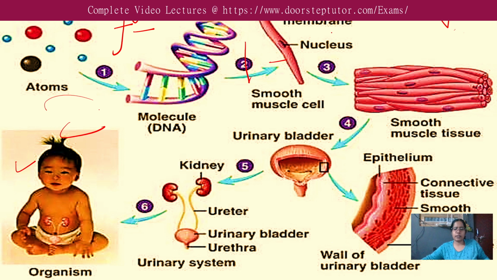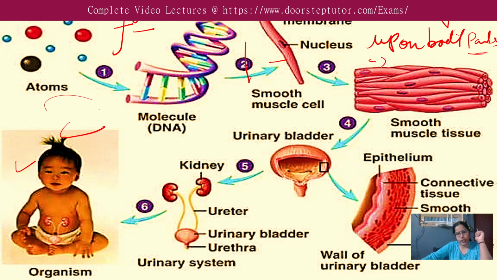The first question is, let me write, are cells divided based upon body parts? So the first question arises: are cells divided based upon body parts? The second question arises: if they are divided based upon body parts, then what type of cells are we having?